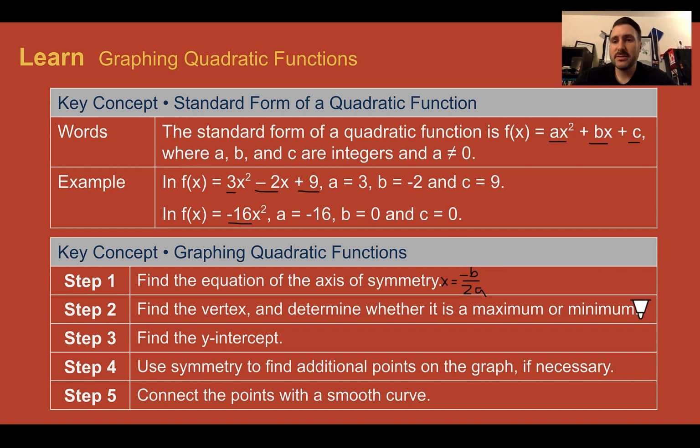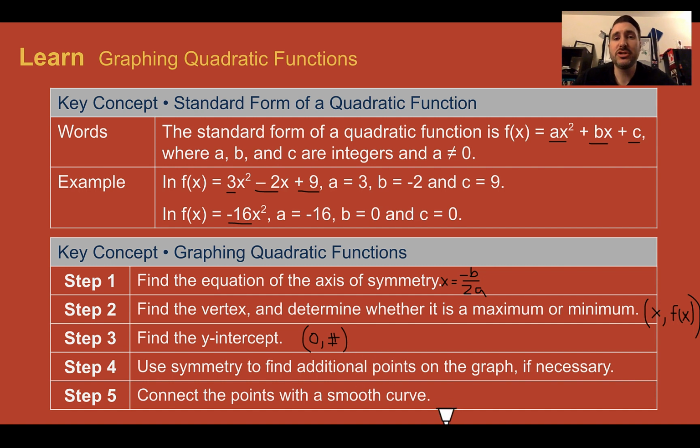Next, we're going to find the vertex. So the vertex goes through that axis of symmetry. So once you figure out that x value, then you can plug that back into the equation and solve for f of x or solve for y. Whatever it comes out to be, that is going to be your y coordinate. Next, you'll find the y-intercept. So that's going to be what you get when you plug in 0 for x. So 0 and then whatever that number is.